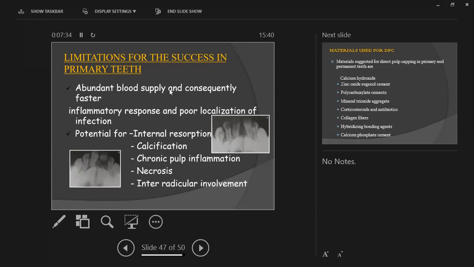This applies if you attempt a direct pulp capping for a cariously exposed tooth. If it is a traumatic exposure, that's different because there are no microorganisms present, as you are immediately cutting the cavity. But when the pulp is exposed once you are excavating caries, there will be bacteria present, and the bacterial load will be more. Fine, so this is what direct and indirect pulp capping is. Any doubts?